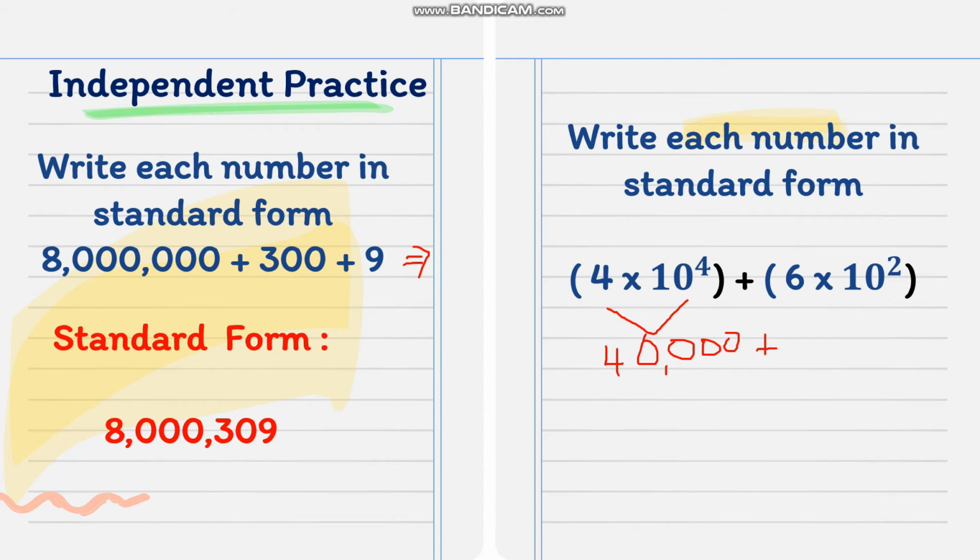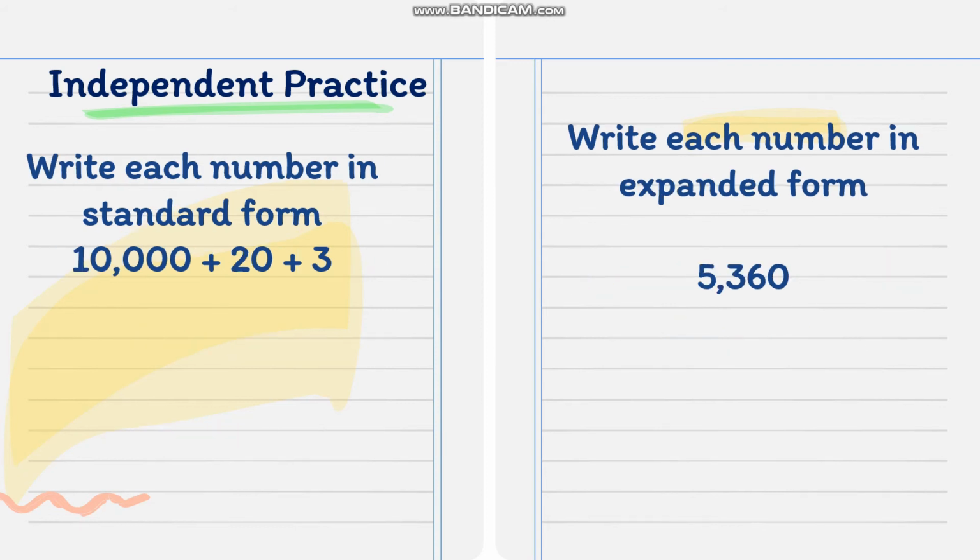Then 6 multiplied by 10 squared. 10 squared, you have 2 as an exponent. The number in the exponent is equivalent to the number of zeros. So you have 600. So 40,000 plus 600. So the answer is 40,600. Okay? So let's proceed to the next one.